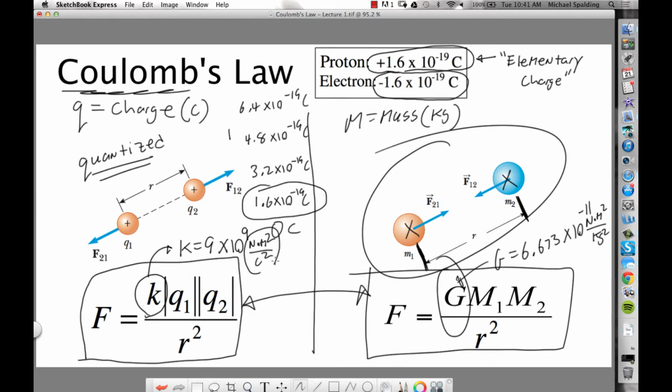So look how similar it is. Look at the unit here. Newton meter squared over Coulomb squared. What was the gravitational constant? Newton meter squared over kilogram squared. So first semester was all things mass. So see here in the constant, kilograms. Second semester is all things charge, which is Coulomb.